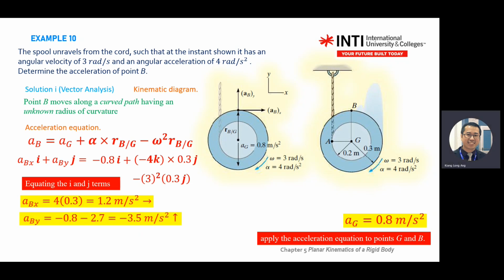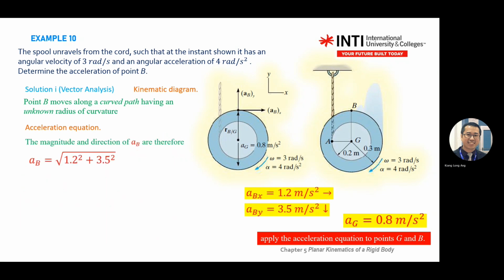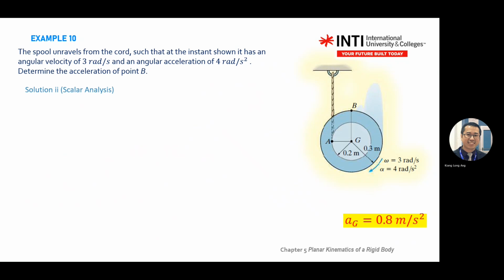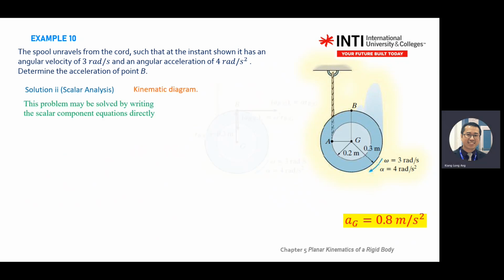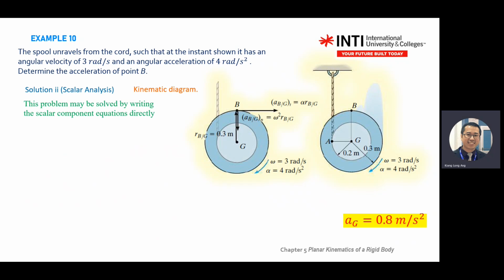So again, you get your x direction, y direction of acceleration. You need to find the resultant, find the angle. Okay. Right. Scalar analysis, same. Draw the kinematic diagram. Different kinematic diagram. Vector analysis and scalar analysis, they are different approaches.